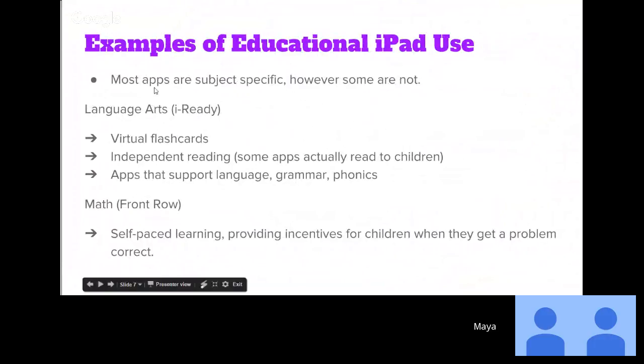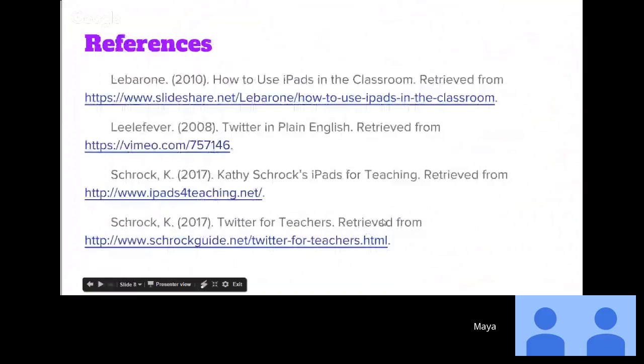So as I stated earlier, for language arts and math, we use iReady. It has virtual flashcards, independent reading, and some apps actually read to children, or they can record themselves, which is really cool, and apps that support language, grammar, and phonics. And Front Row provides a self-paced learning experience that provides incentives for children when they get a problem correct. And that's all I have.